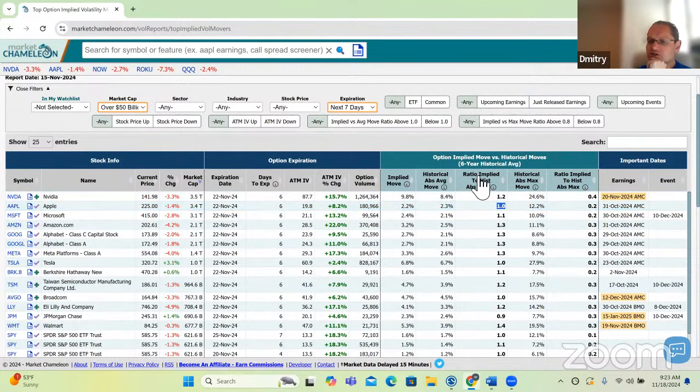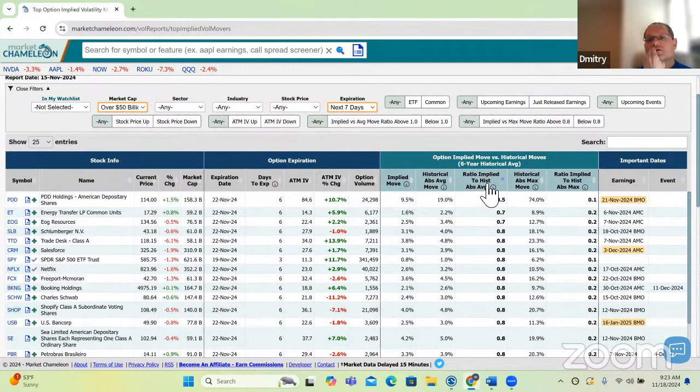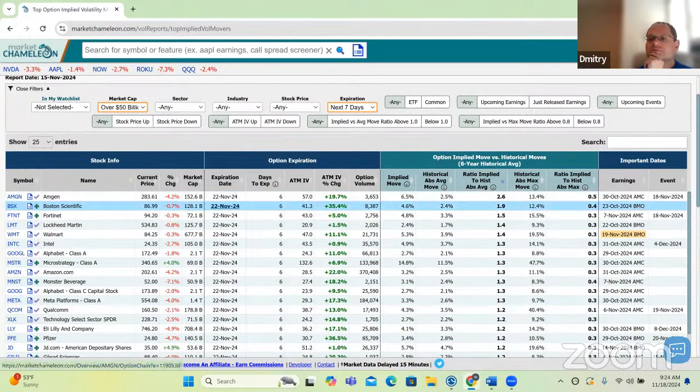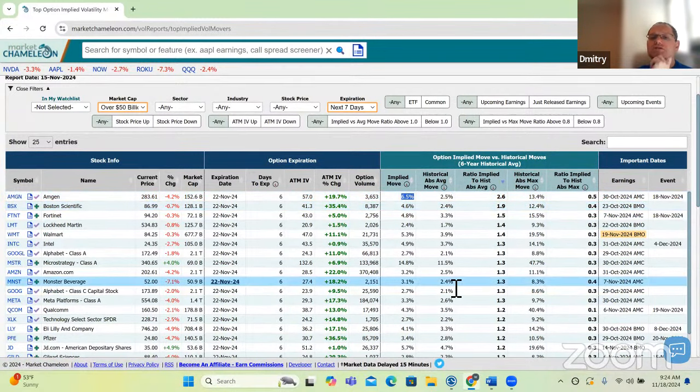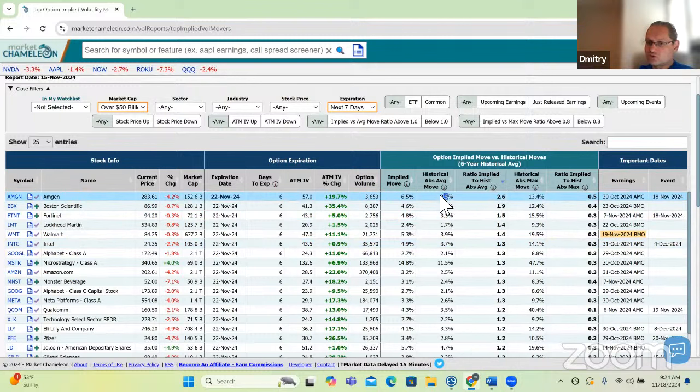We could click on here, and now it's sorted from lowest to highest, but let's say highest to lowest. I sort again. So here, Amgen: the current straddle is implying a move of 6.5% for November 22nd. How does that compare to its historical average move? Historical average move is 2.5%, so that's 2.6 times its historical average move.